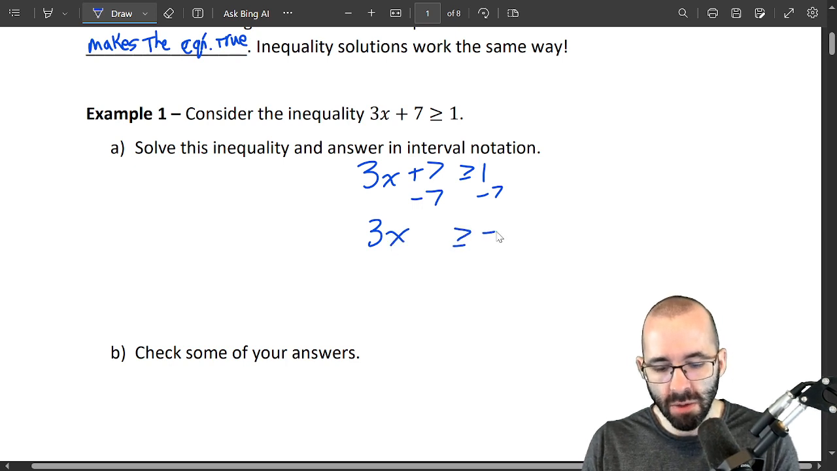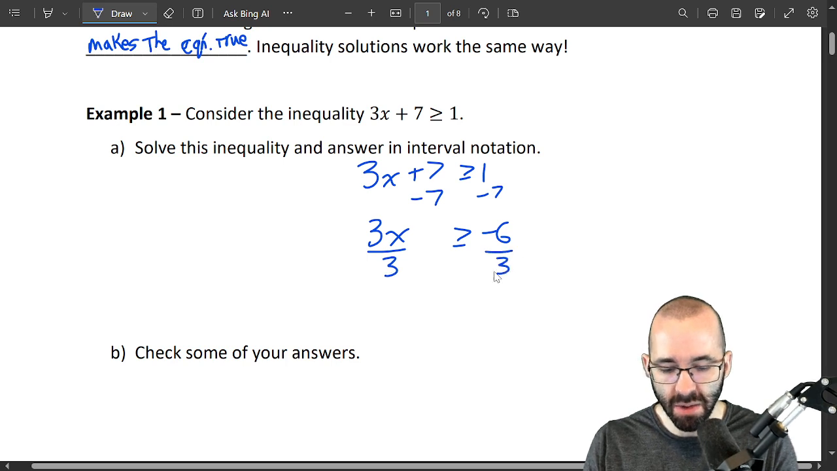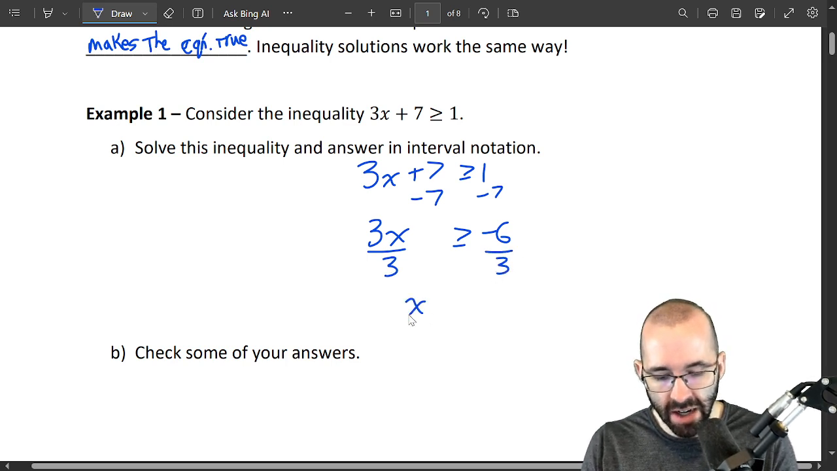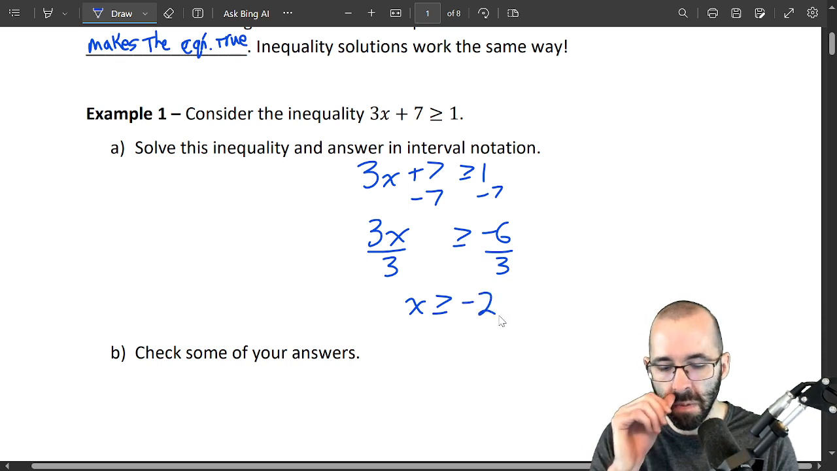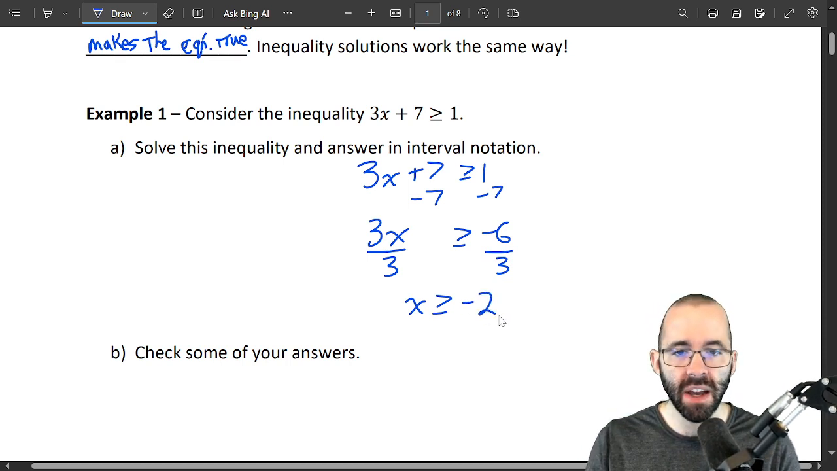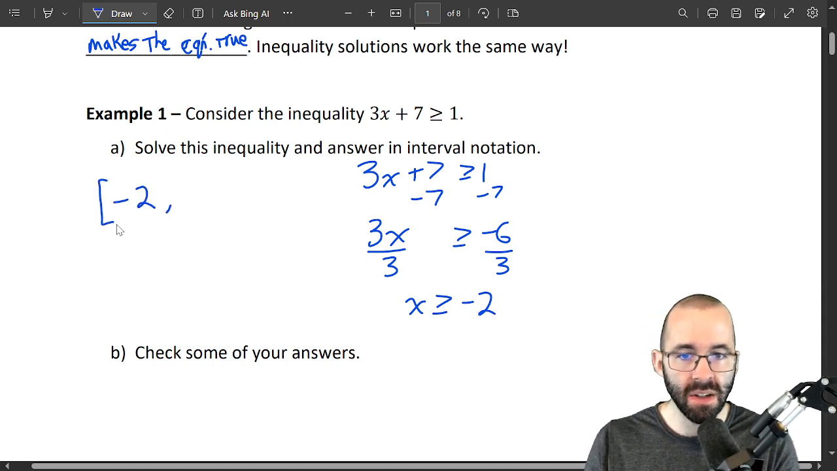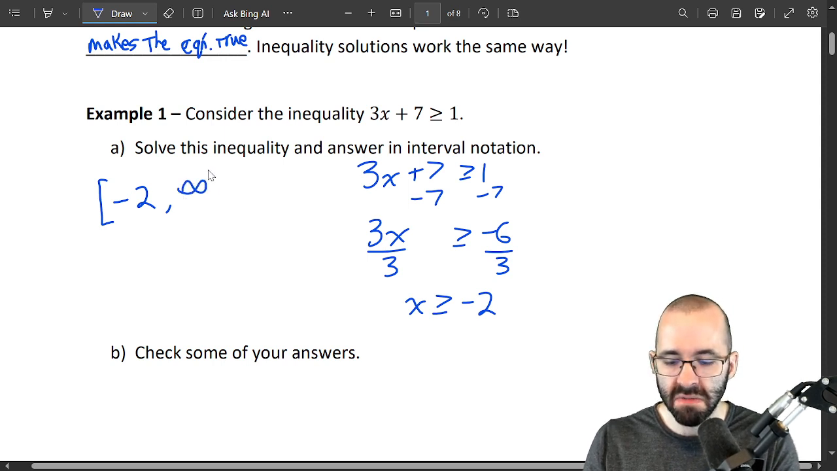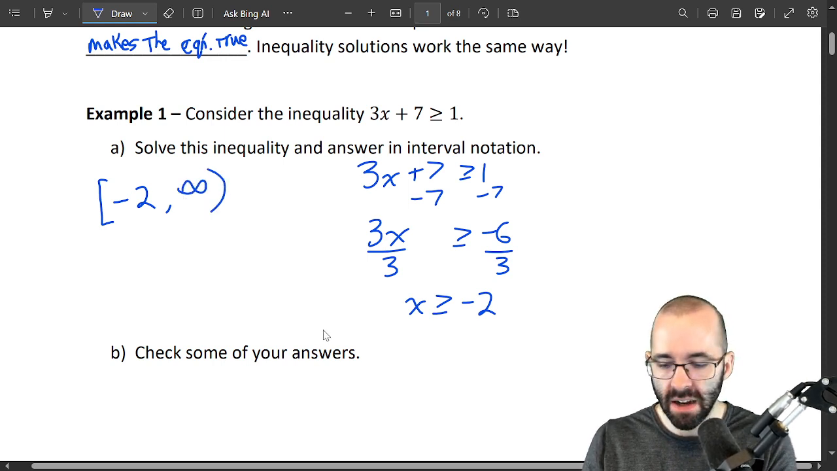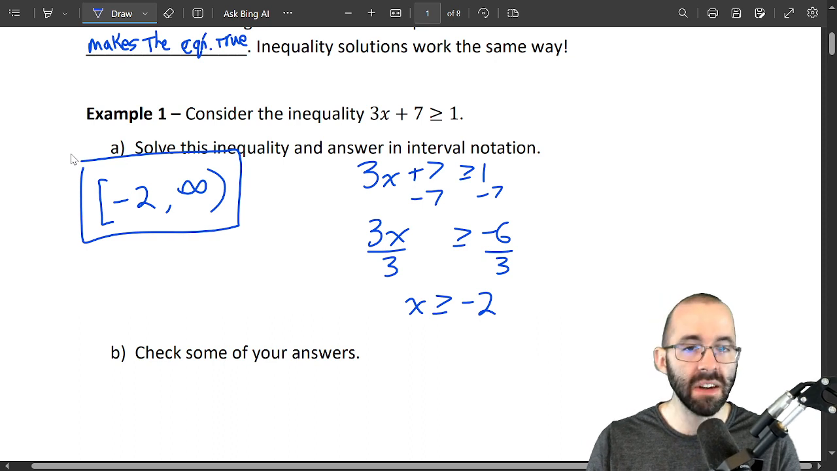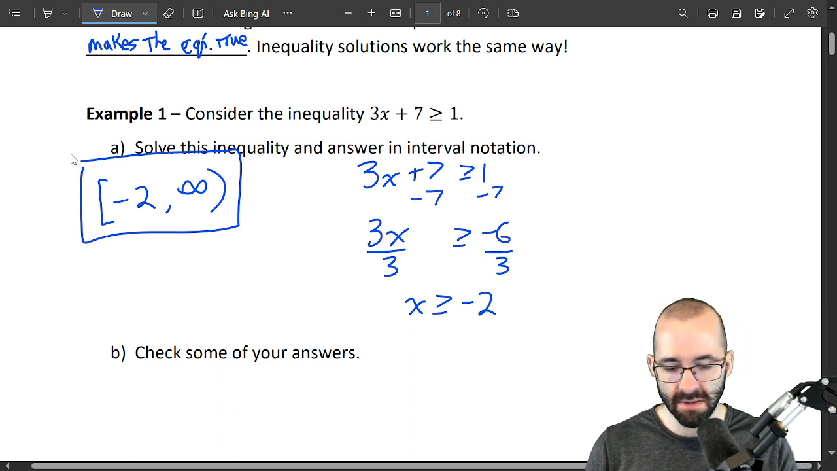That's going to be greater than or equal to negative 6 now. Divide both sides by a positive 3, so we're good to go. We're dividing by a positive number, we're okay. This is going to be greater than or equal to negative 2. And we can put that in interval notation. The smallest number that's okay is negative 2, and that is included. The biggest number that works is positive infinity, which is never included. That's our answer. Great, we did it.